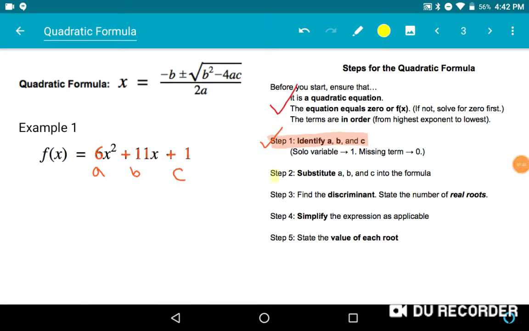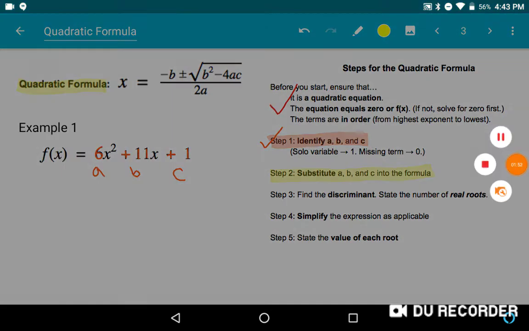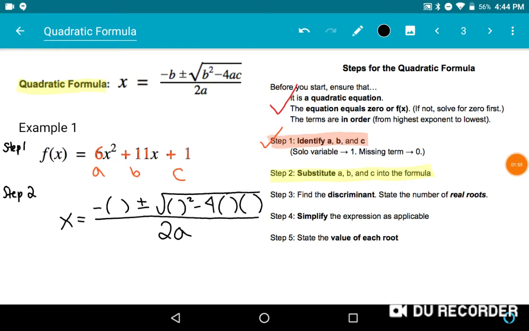So step 2 then is to substitute A, B, and C into the formula that we have up at the top. So I'm going to write out the formula without the actual letters in there so we can replace them. If I'm looking at the formula, it says x equals negative b plus or minus the square root of b squared minus 4ac all over 2a.